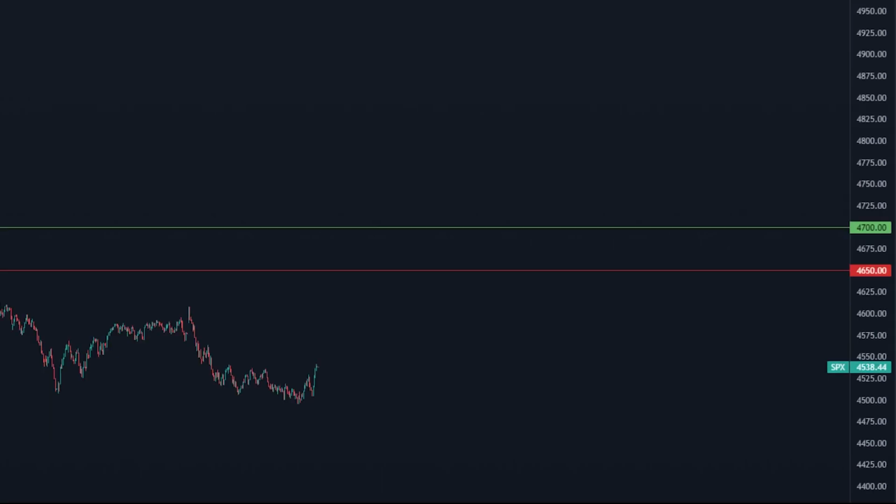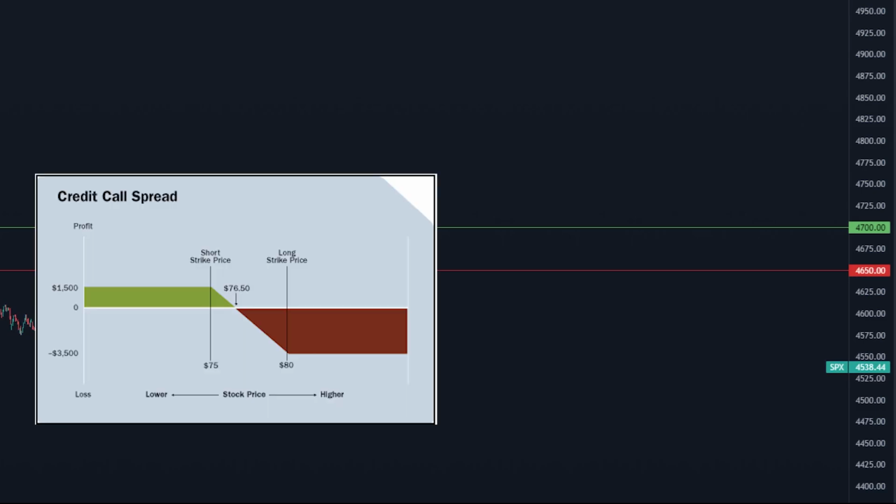Now this to me is the main benefit to doing spreads as opposed to just selling or writing a call or a put alone. It's just that you have a max loss that you can start to plan around in the event of a worst case scenario.